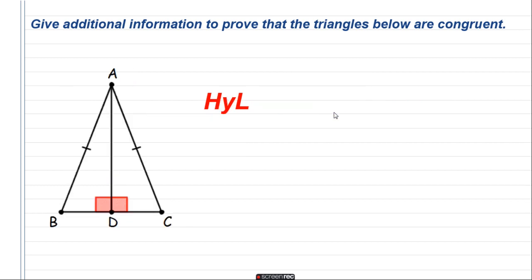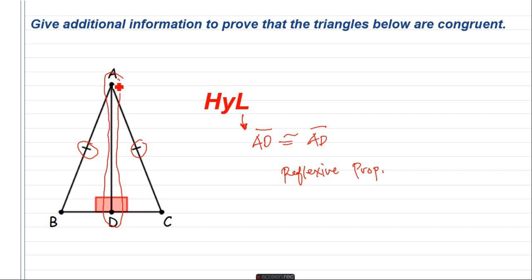Okay, next. How about this one? By HYL. We are already provided with a hypotenuse here, so we only need to provide the legs that are congruent. The legs that are congruent are AD and AD. So AD is congruent to AD, by the reflexive property, because the two triangles share the same side here. So that's HYL.